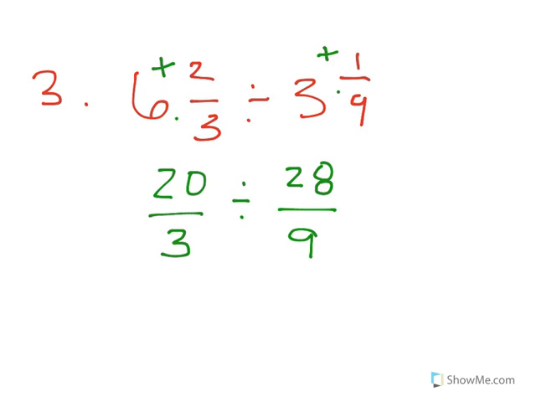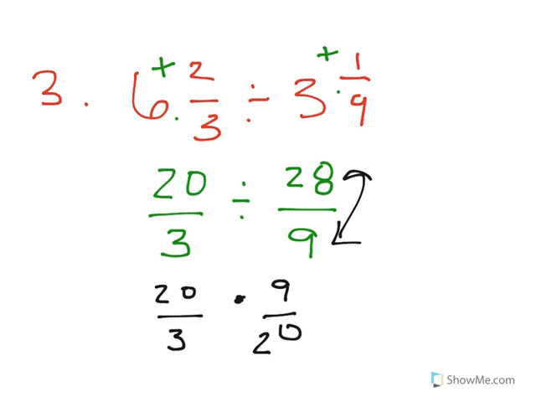So now I can copy, dot, flip-flop. So I'm going to copy 20/3. I'm going to change my division sign into a multiplication sign, and I'm going to flip-flop my second fraction, 9/28. Now I'm going to show you a little trick here. We can automatically multiply across, or we can try to simplify this a little bit easier. So you're welcome to do it this method. You do not have to.